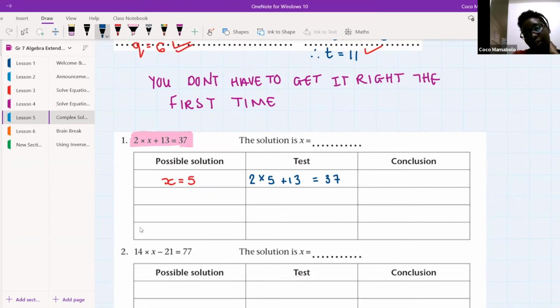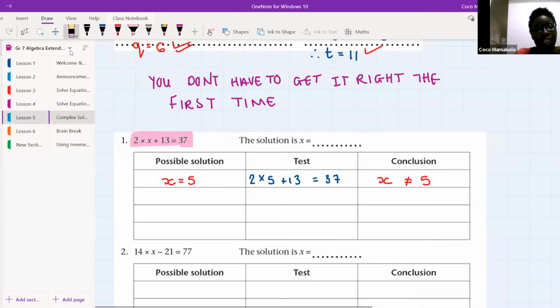Okay. What's 2 times 5, though? 10. And if I add 13, how much is that going to give me? 10 plus 13 would give me 23, good. But my answer on this side says 37. Is 23 and 37 the same number? No, so that means that's definitely not the answer. So my conclusion is that X is not equal to 5. Okay, now we need to try another number.